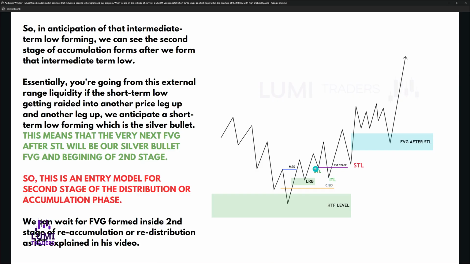Once again, once we got the first stage of accumulation, we got short-term lows and it get traded right here. It formed an intermediate term low with the next retracement down. After it formed the intermediate term low, it failed to break below it. Now we got what? We got a protected low. So we got a short-term low on the right side, and the very next fair value gap after this short-term low is going to be the silver bullet fair value gap. Once again, between 3 and 4 a.m., 10 and 11 a.m., 2 and 3 p.m.